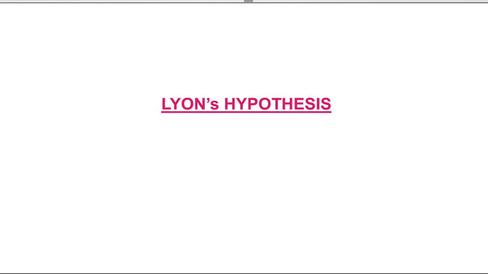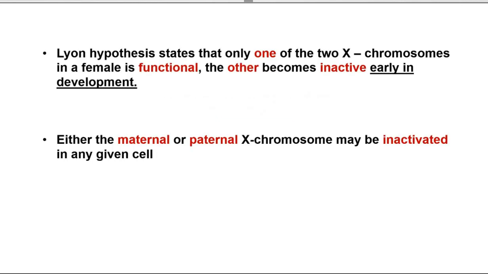Now, what is Lyon's hypothesis? Lyon's hypothesis states that only one of the 2 X chromosomes is functional in females, as we have seen, and the other gets inactivated. This was hypothesized by Mary F. Lyon, which is why it is known as Lyon's hypothesis. And this inactivation of the X chromosome occurs early in life.